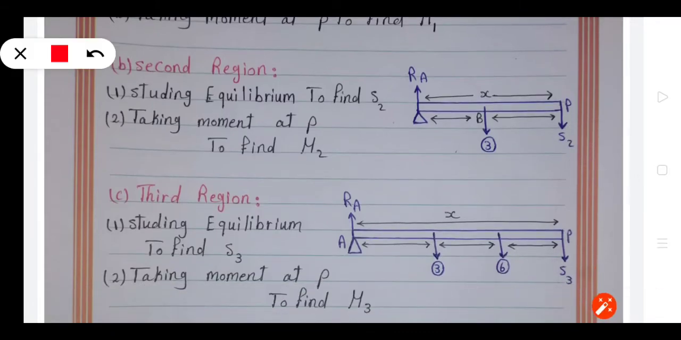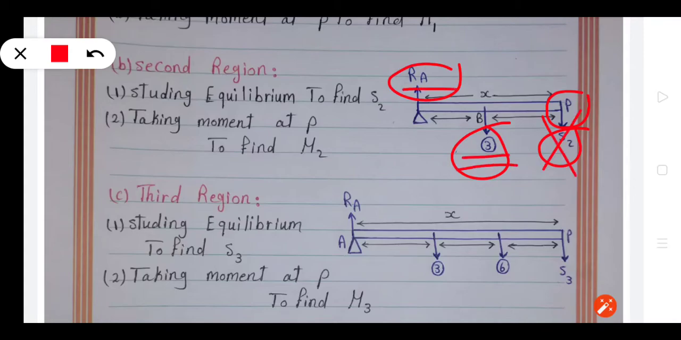Also, the second region, we will study equilibrium for this part. Let point B be at distance x. Now, 3 plus S2 equals RA. It's for equilibrium due to this part. And we will take moment about point B. Now we can cancel S2 and use weight 3 and reaction RA to find M2.